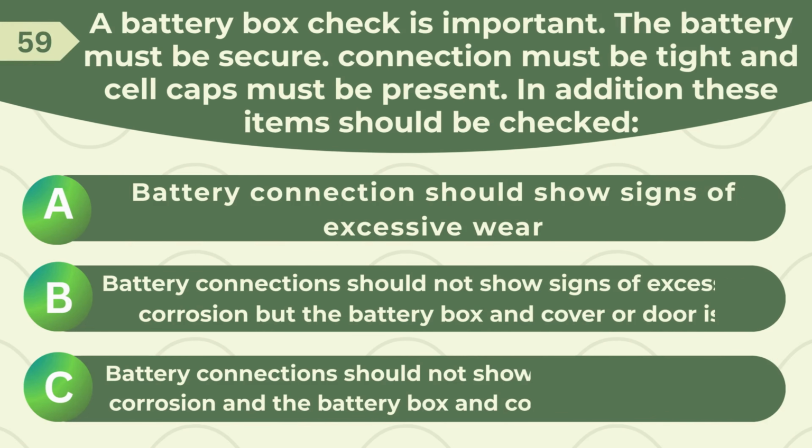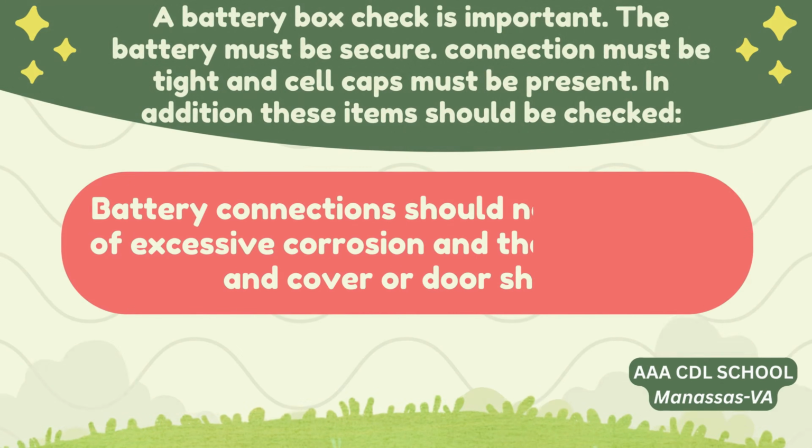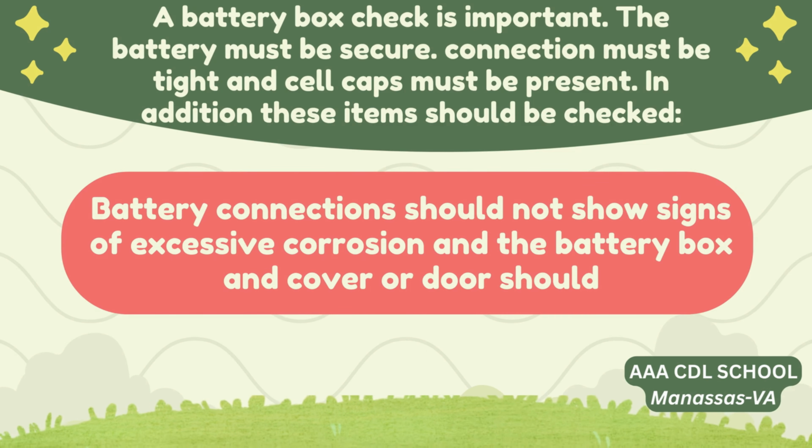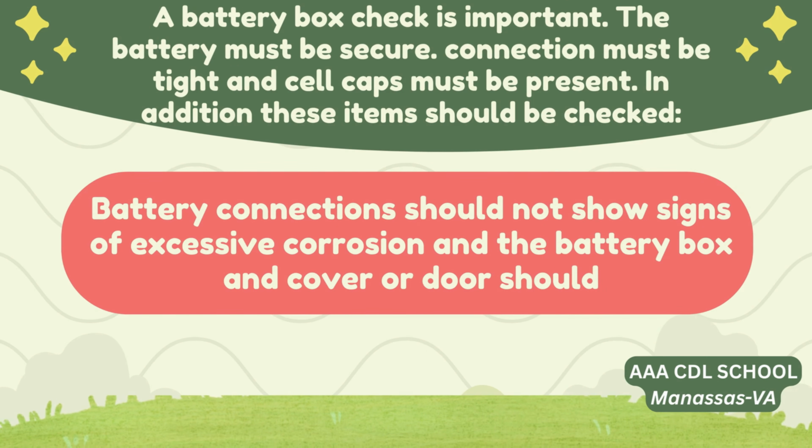A battery box check is important. The battery must be secure. Connections must be tight and cell caps must be present. In addition, these items should be checked. A. Battery connection should show signs of excessive wear. B. Battery connections should not show signs of excessive corrosion, but the battery box and cover or door is. C. Battery connections should not show signs of excessive corrosion and the battery box and cover or door should. Correct answer: Battery connections should not show signs of excessive corrosion and the battery box and cover or door should.